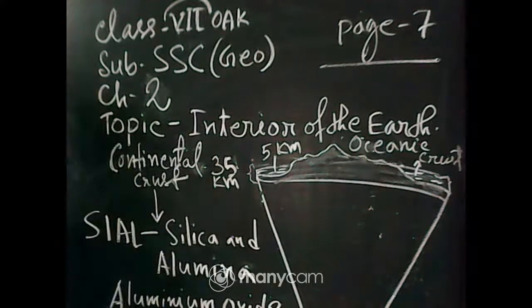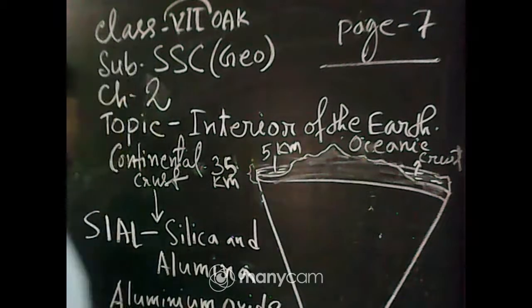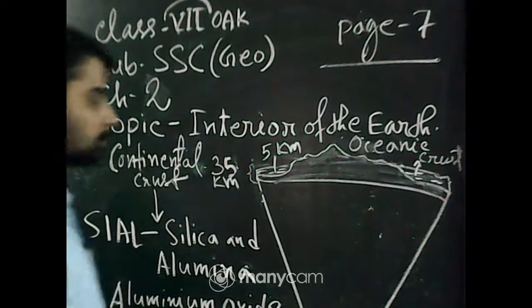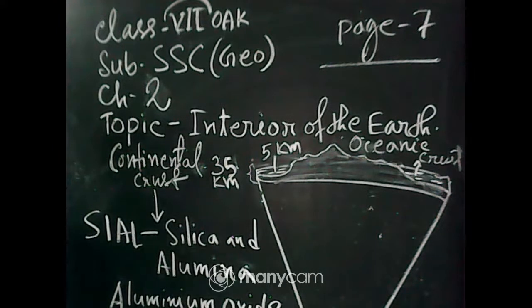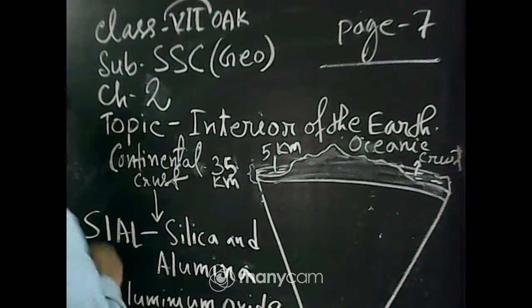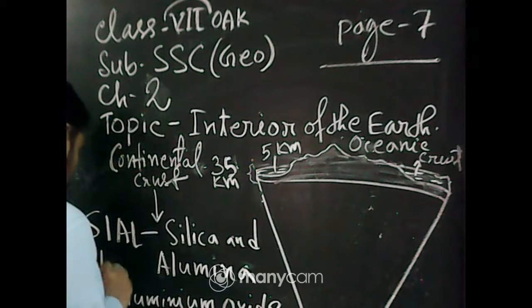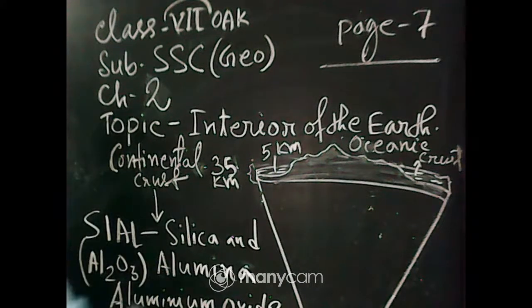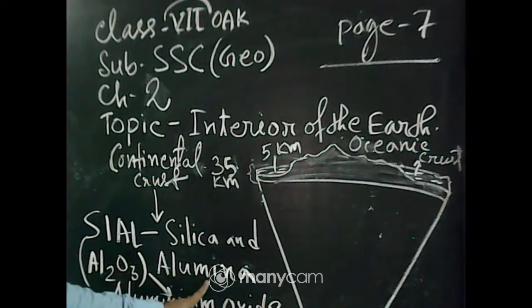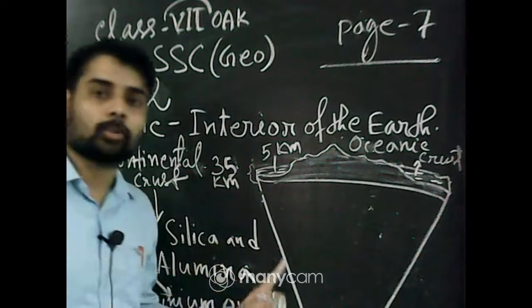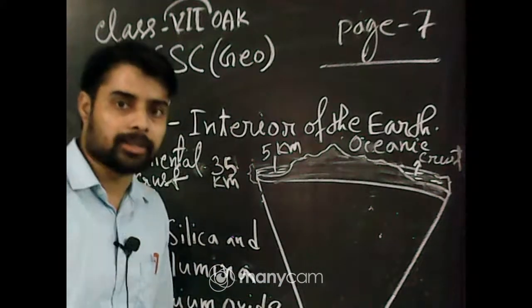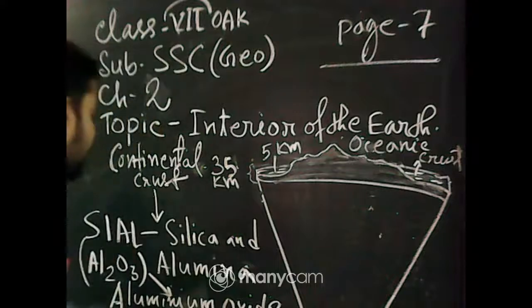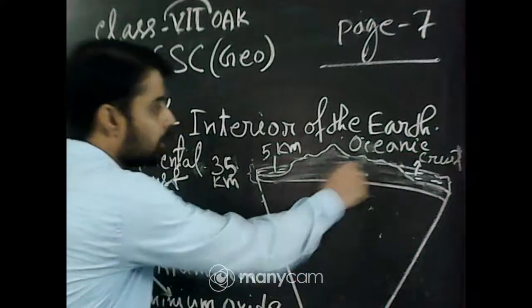Okay, and it is called aluminum oxide. It is also called Al2O3. Okay, this is aluminum oxide. So, aluminum oxide or alumina and silica. Silica is present mostly in sand. The main component in sand is silica. So, silica and alumina are present in Sial, in this continental crust.